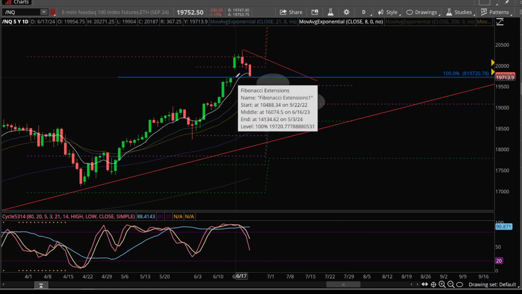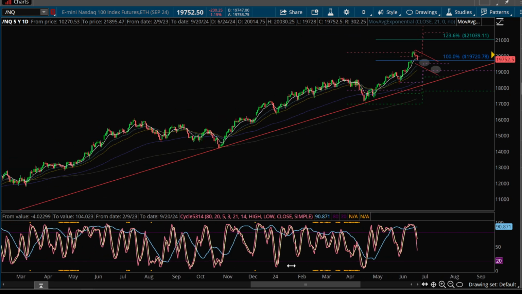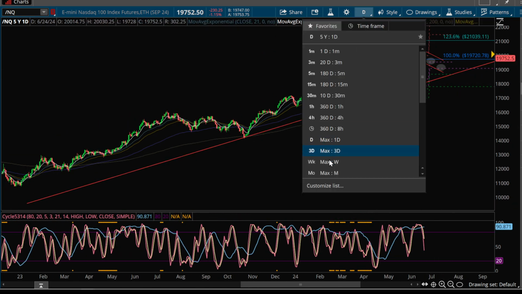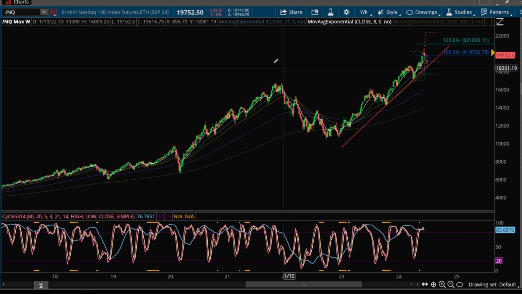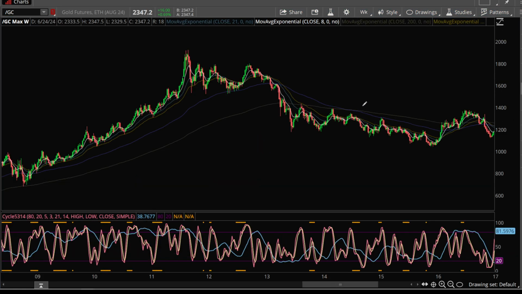Nasdaq, we talked about Nasdaq coming down, filling this gap, and that's what it's doing. And then we're probably going to correct to this trend line here, this larger weekly trend line. But Nasdaq has just about filled the gap. Outside of that, I don't have too much to do on Nasdaq.